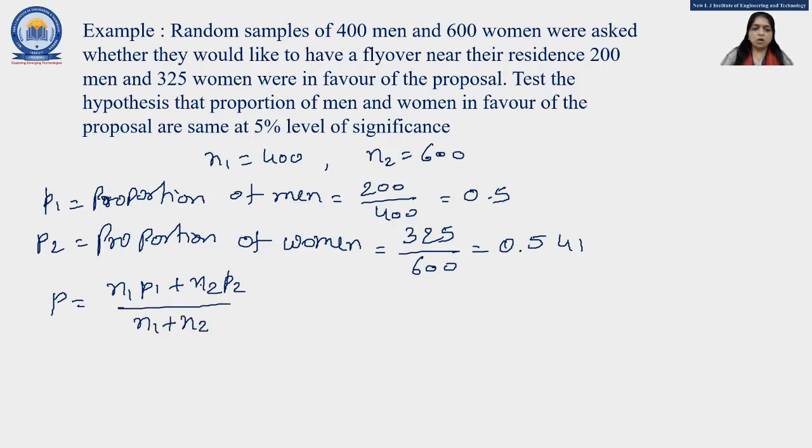Now, as per the rule, for the P, N1 P1 plus N2 P2 upon N1 plus N2. If we substitute all values in this formula and calculate, my value of P is 0.525, and for the Q, 1 minus P, and that is 0.475. Now, we write down here all the given data, and with the help of the given data, first we find out the value of P and Q.